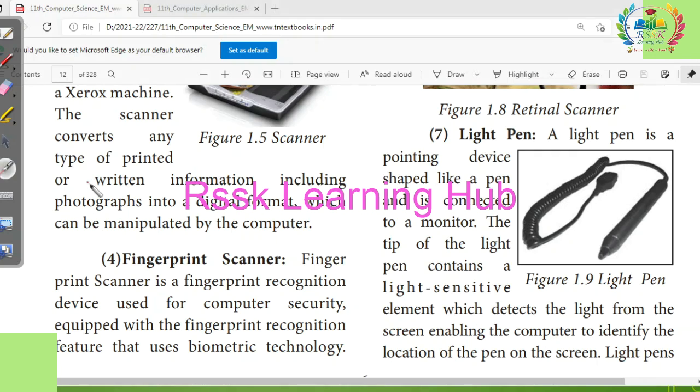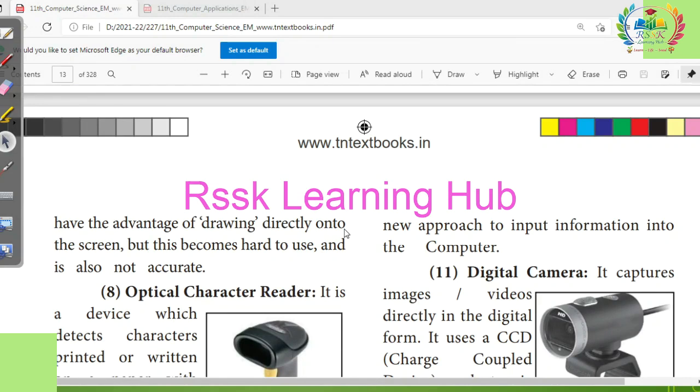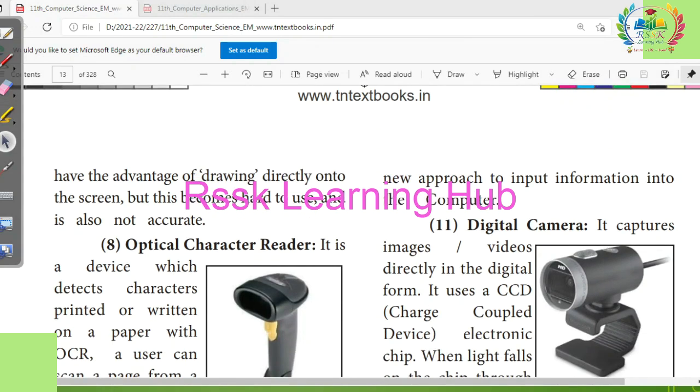Okay, this one I am showing now, like that I am marking with some color, it is pinpointing, and like that the light pen works. That is one of your input devices. So directly you can draw using that light pen. But it becomes hard to use and is also not accurate. So that is one of the disadvantages of this.